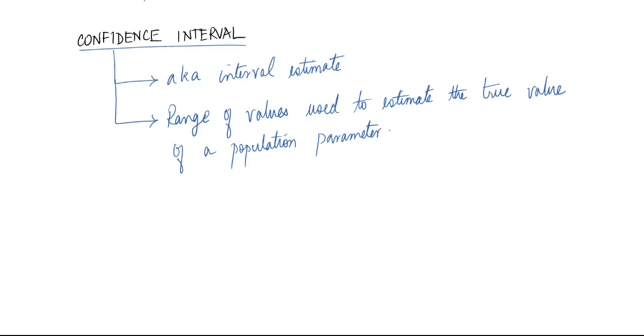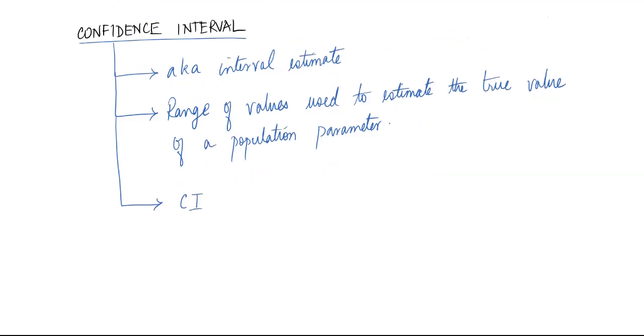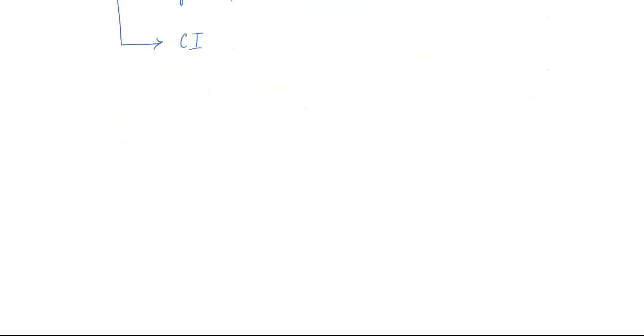So we provide a range of values. We say the true population proportion is likely to fall in this interval, and we are a certain level confident. That is the confidence interval we're talking about, and it's sometimes abbreviated as CI. Right now, we're just looking at the definition, and then we will look at how the other terms play a role in developing that interval.